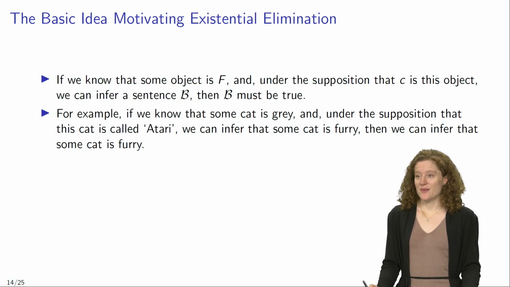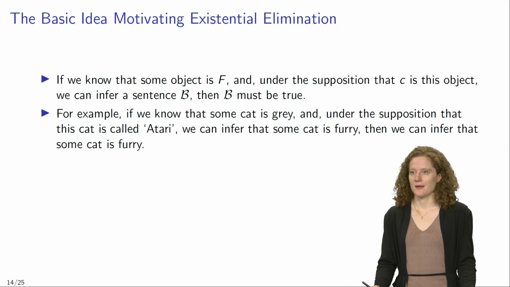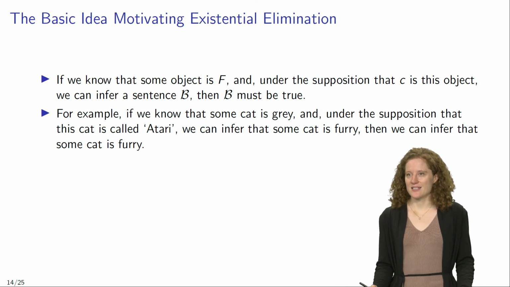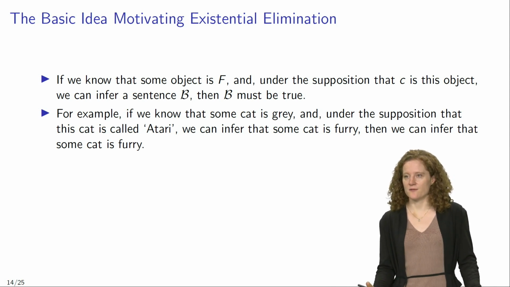Now, existential elimination is presumably our most complicated and most difficult to understand quantifier rule. The basic idea motivating existential elimination is this. If we know that some object is F, and under the supposition that C is this object, we can infer a sentence B, then B must be true. So for example, if we know that some cat is gray, and under the supposition that this cat is called Atari, we can infer that some cat is furry, then we can infer that some cat is furry.